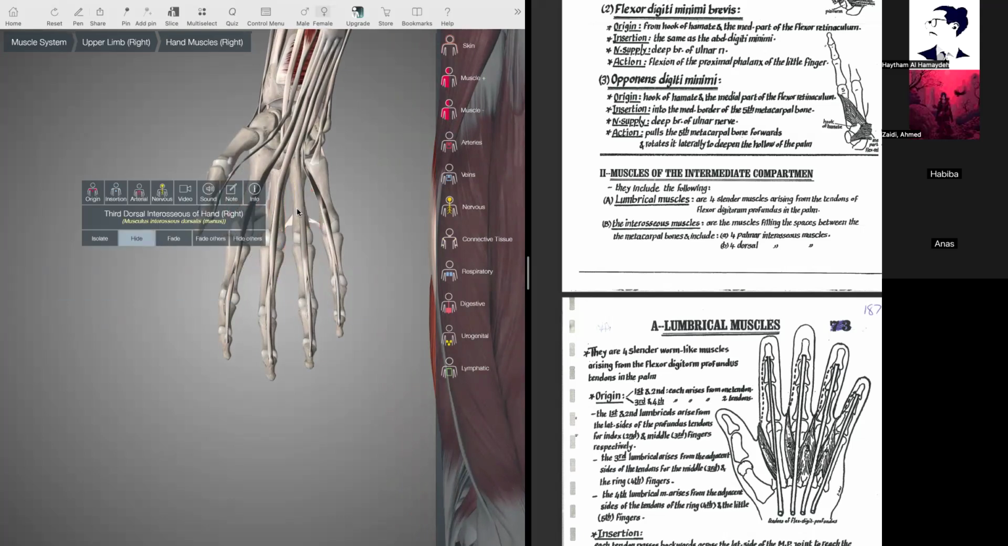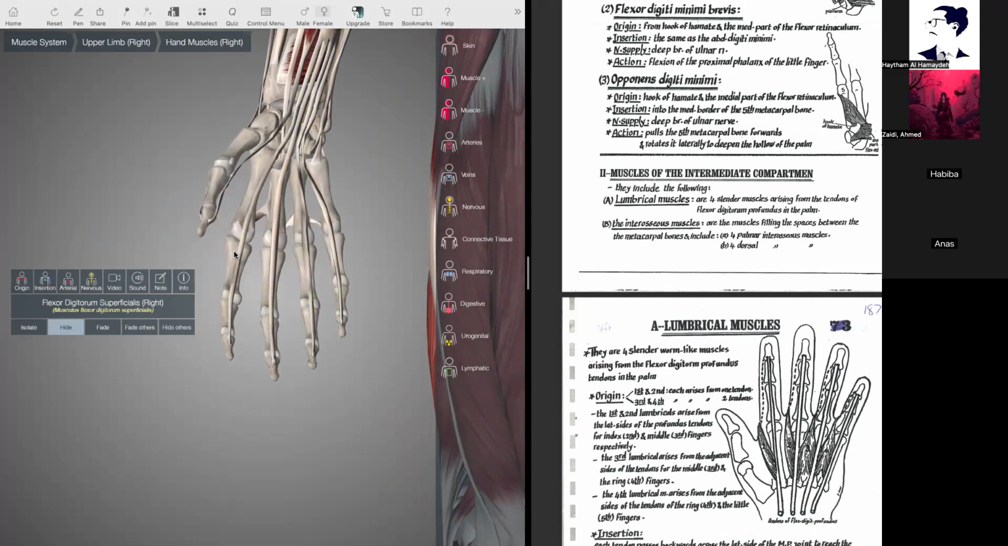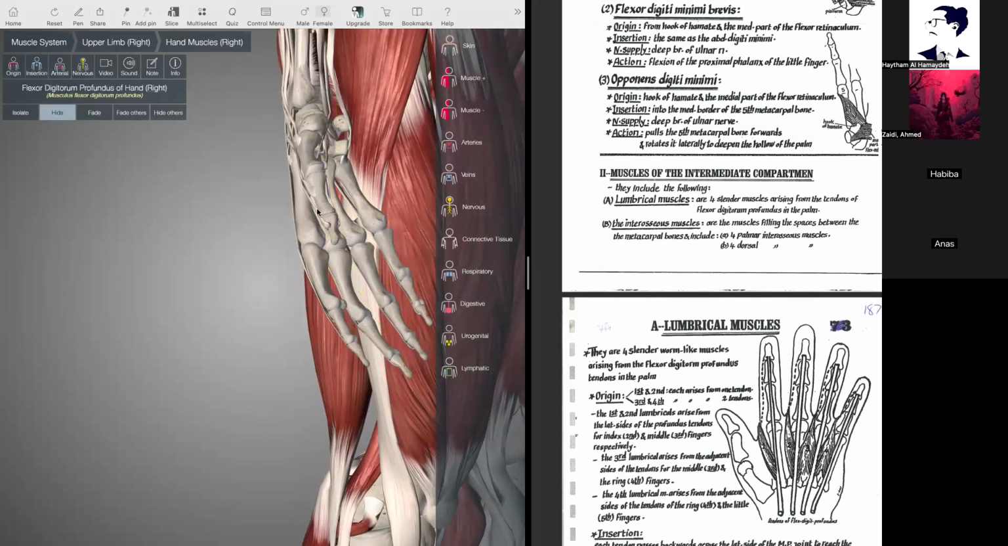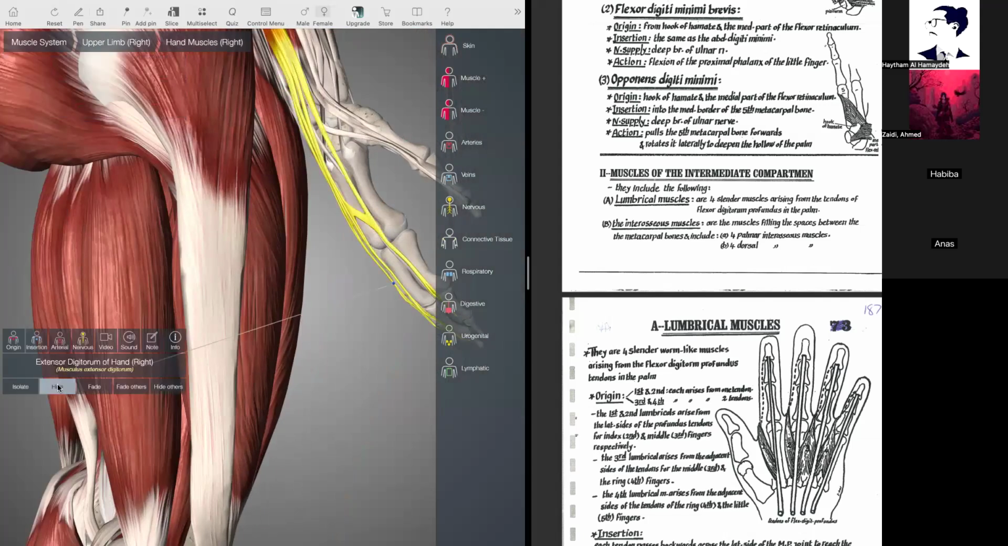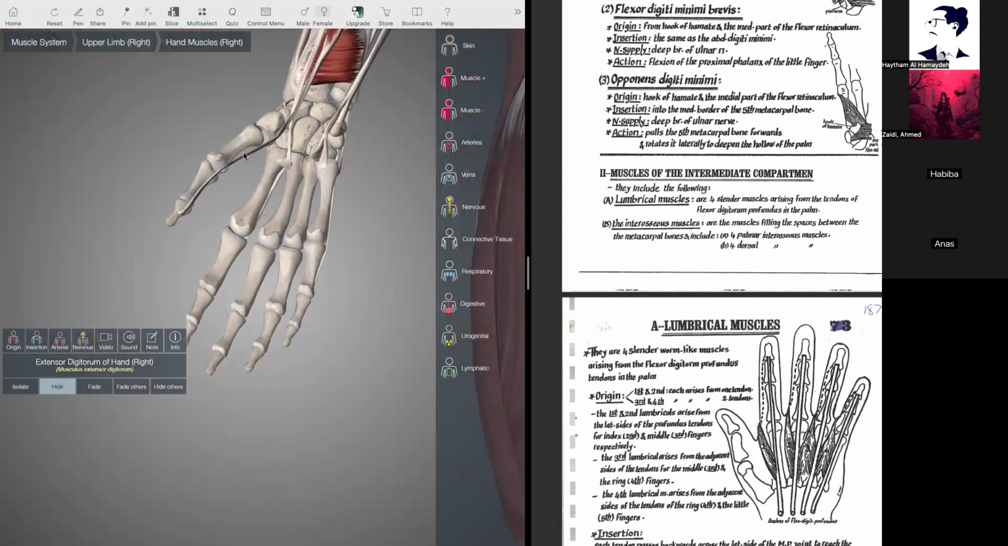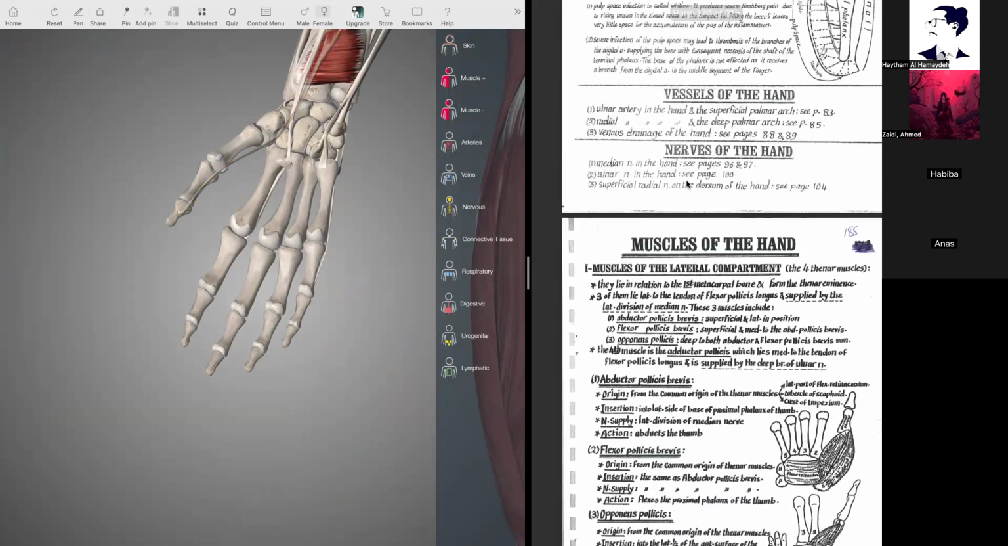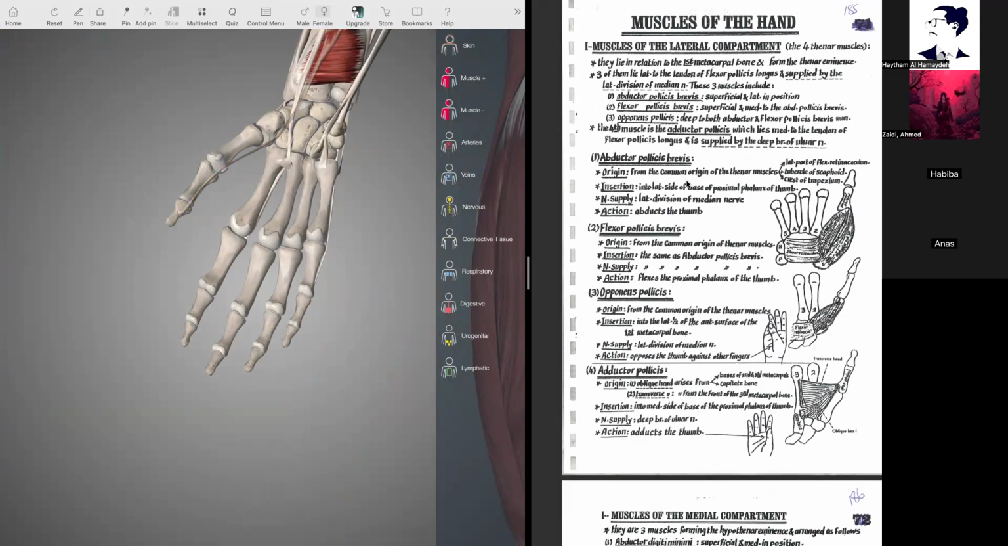That's it. So now you have cleared the hand. And these are the tendons of muscles in the forearm. I'm just clearing them. We have already studied them yesterday. So you get the idea. Now, like yesterday, near the name, you're just gonna write origin, one word, insertion, one word, nerve innervation, one word, action, one word.